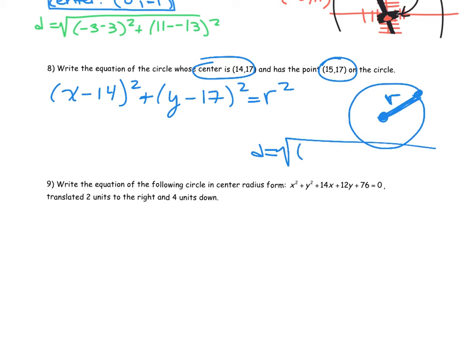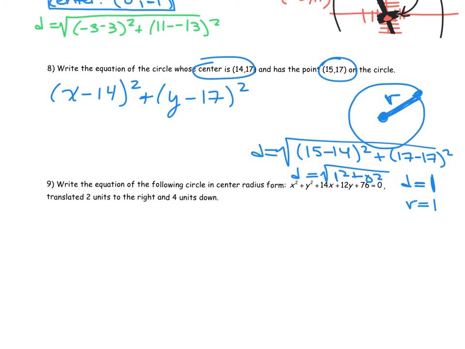I have the square root of 15 minus 14 quantity squared plus 17 minus 17 quantity squared. I'll get my distance to be the square root of 1 squared plus 0 squared, which is just 1. So that radius is 1. And 1 squared is 1. This just equals 1. Actually, nice and easy.